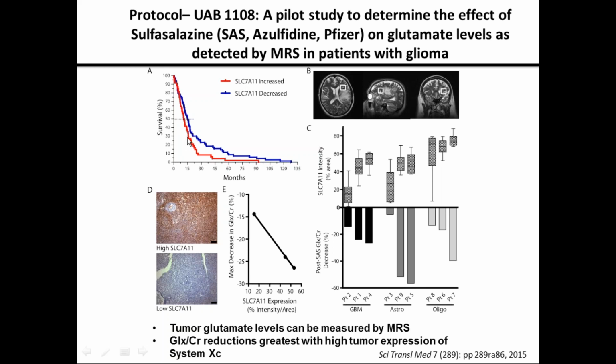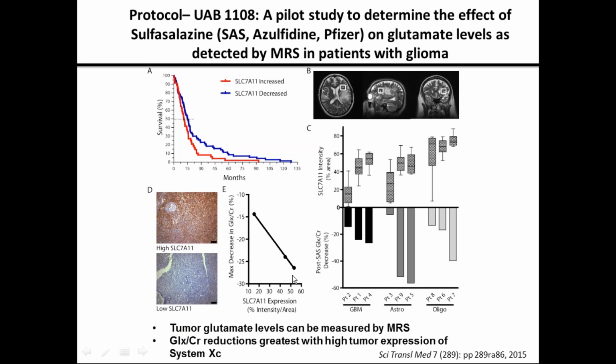We were able to show that by MR spectroscopy, and it's this portion of the graph, so that post giving a patient sulfasalazine, if we use this normalized measure of glutamate, just normalizing it to the creatine, we can see that of the 9 patients we treated, some patients had dramatic reductions in this value.